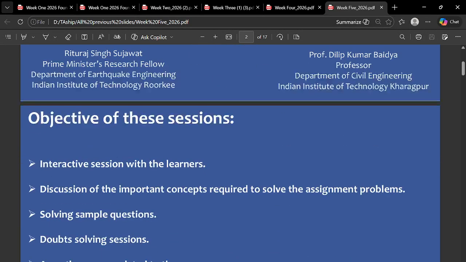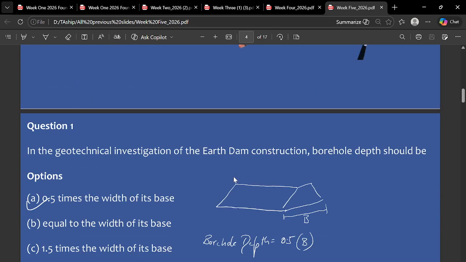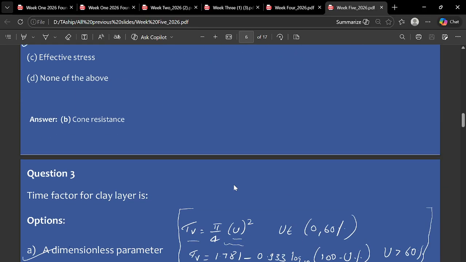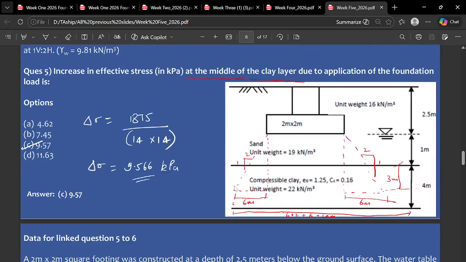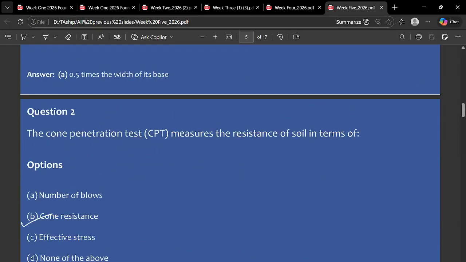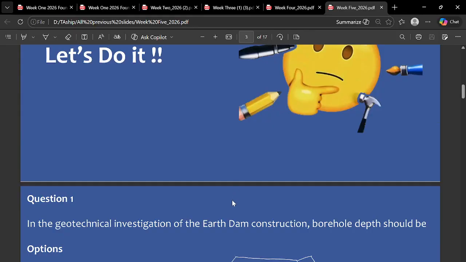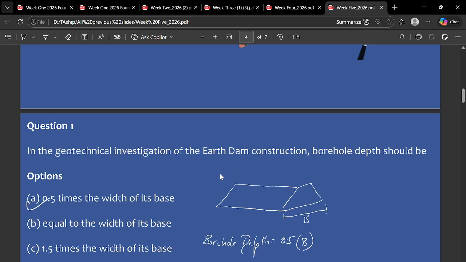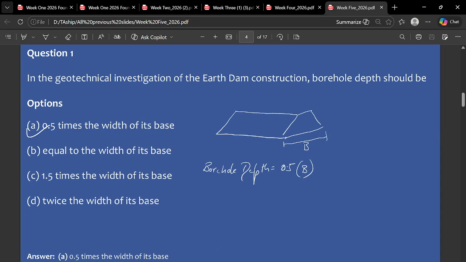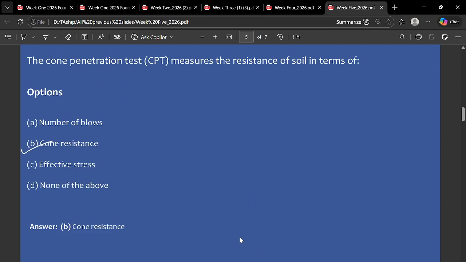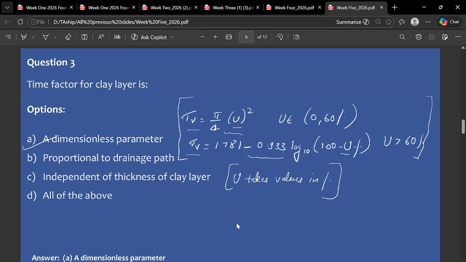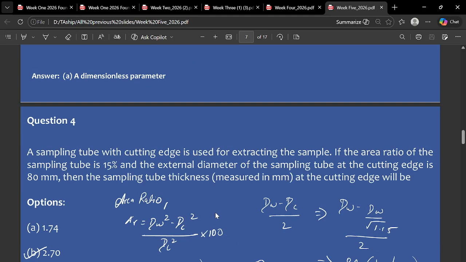In your week 5, the questions are basically based upon earth dam constructions. It is more about the soil investigation techniques here. Let's say you're constructing a dam, so how much borehole depth do you need to take into account for the borehole depth investigation, then how your CPT basically works, then what is the time factor for a clay layer.